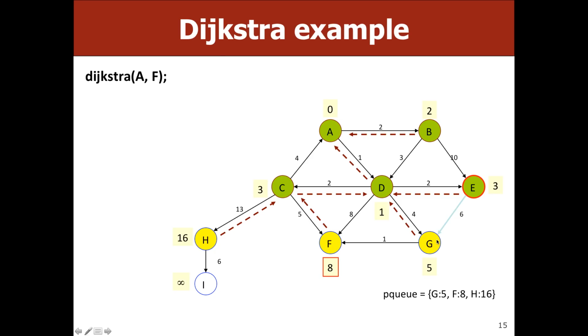So G's neighbors are F. How many people think we should update F? How many people think we should leave it? Okay, so 5 plus 1, so F now becomes 6. Then our next thing that we DQ is F. So therefore, we found that it has priority of 6, cost 6. And that path is A to D to G to F, if we trace back the previous pointers.